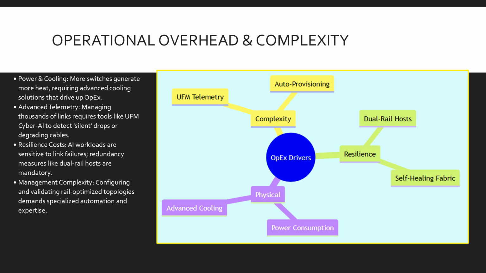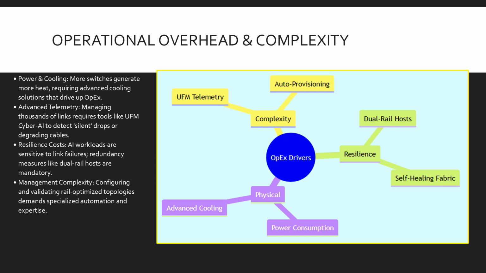You need advanced telemetry platforms like NVIDIA UFM Cyber-AI to detect anomalies and predict failures before they ruin a month-long training run. Additionally, to ensure resilience, we deploy redundant configurations like dual-rail hosts. This operational complexity, requiring specialized software, power, and human expertise, adds the final layer to our nonlinear cost model.